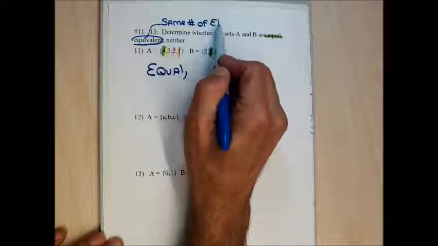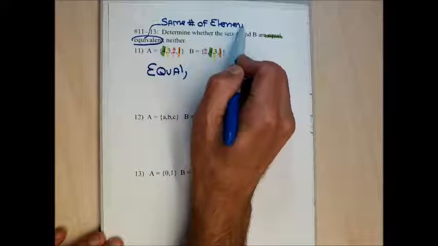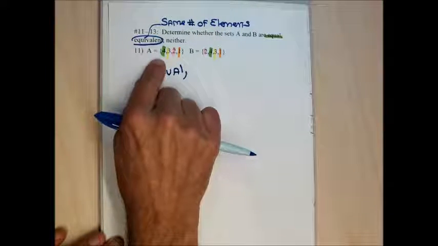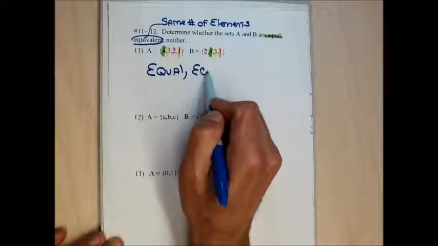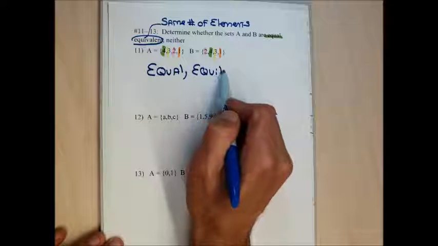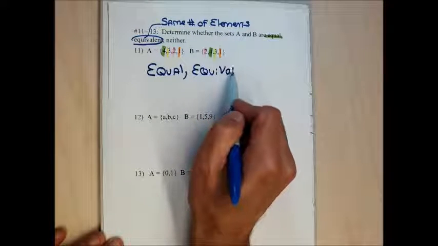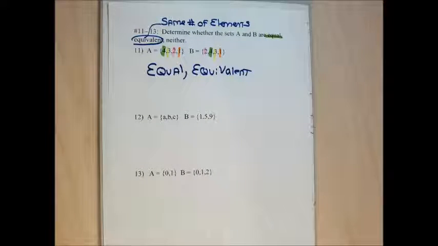And in question 11, set A has 4 elements, set B has 4 elements. When two sets have the same number of elements, they're equivalent. So for problem 11, the sets A and B are both equal and equivalent. That's the whole answer for 11.